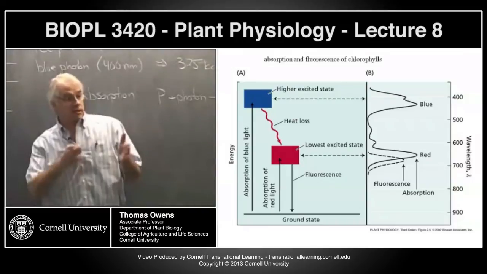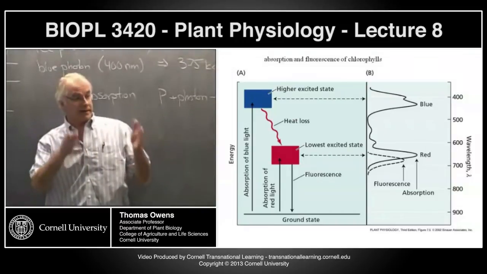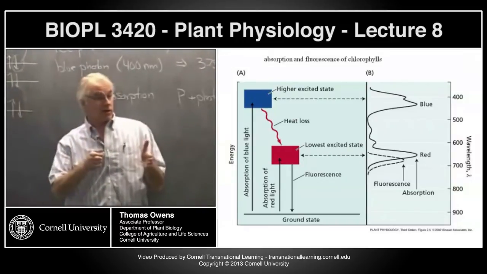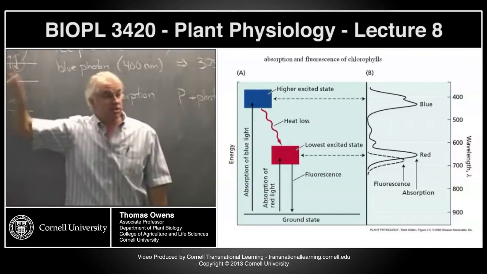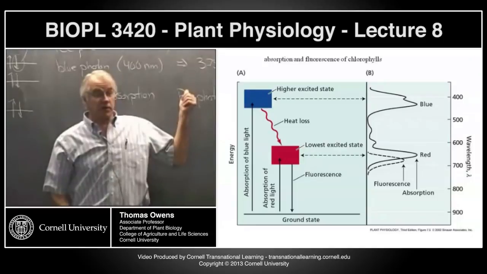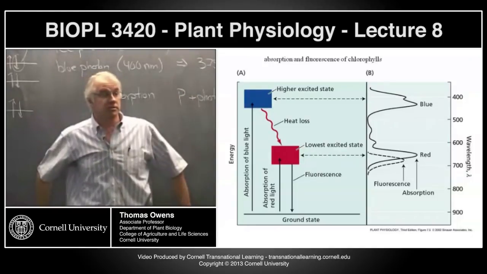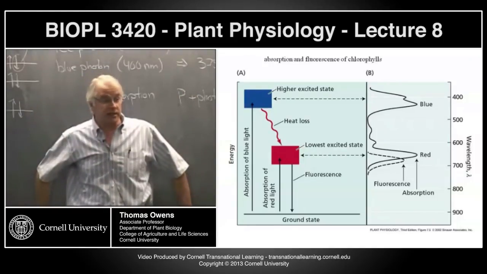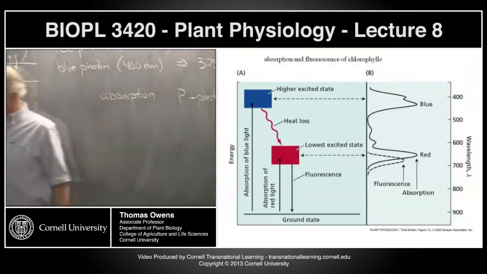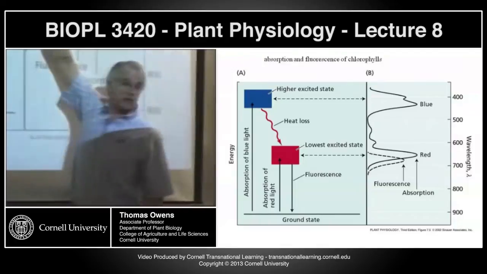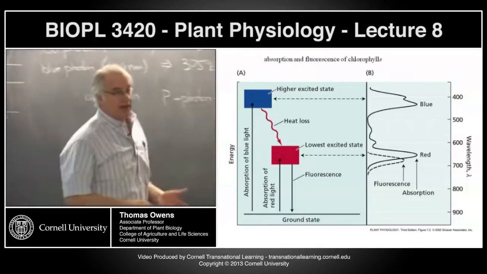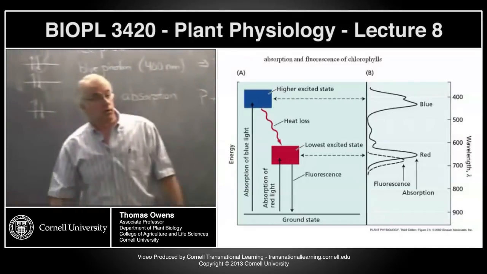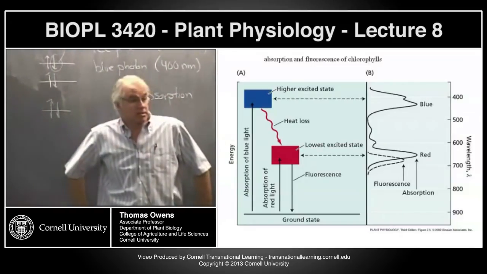The reason that molecules absorb light at specific wavelengths and not others is because there have to be excited states whose energy matches the energy of the photon in order for that absorption to occur. If there's no excited state there, there's no absorption. So the fact that chlorophylls don't absorb anything in the middle part of the spectrum, in the green and yellow part of the spectrum, is a consequence of the fact that there's no excited states with energies equal to those photons.